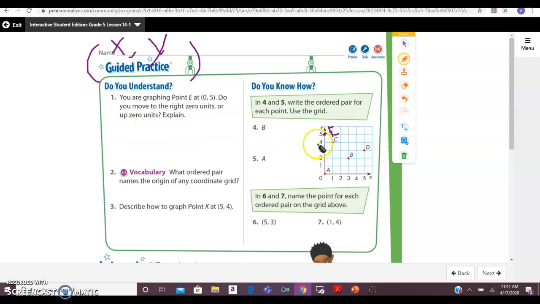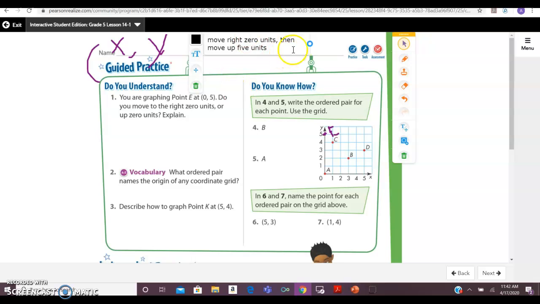So what did we have to do to get there? Okay? We had to move right 0 units, then move up 5 units.